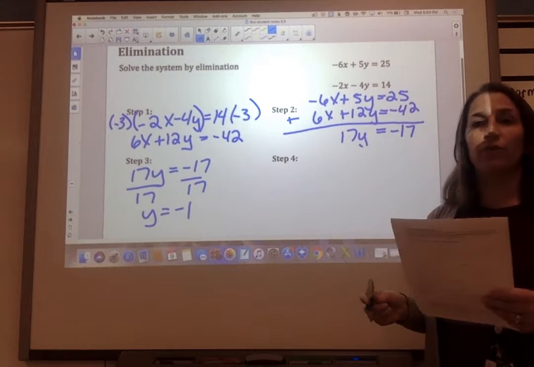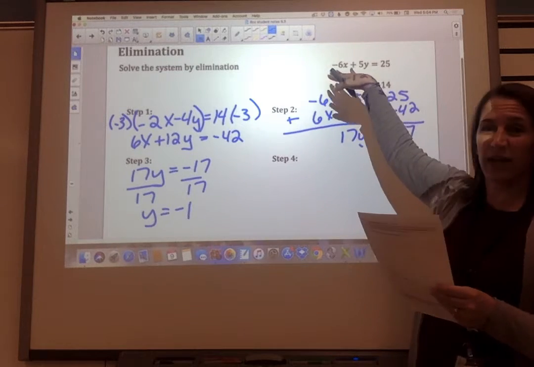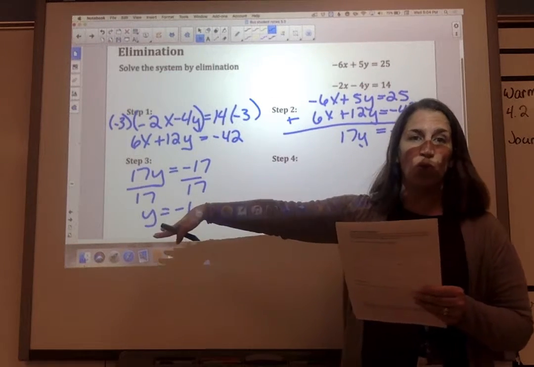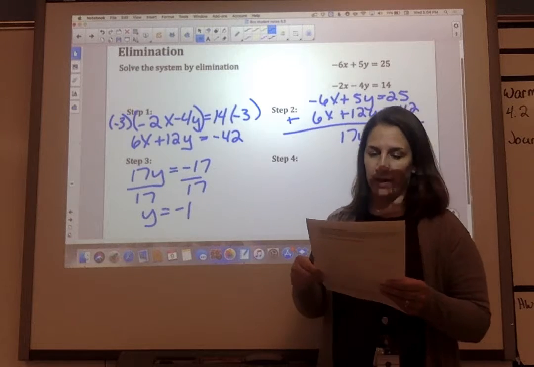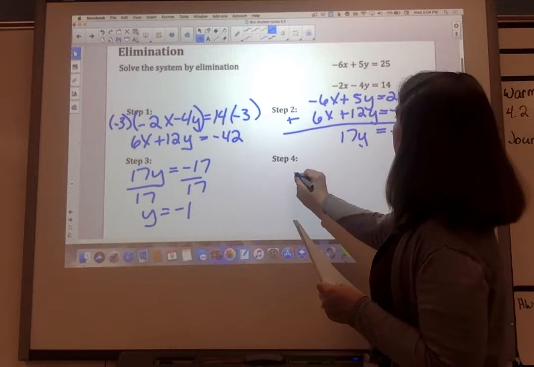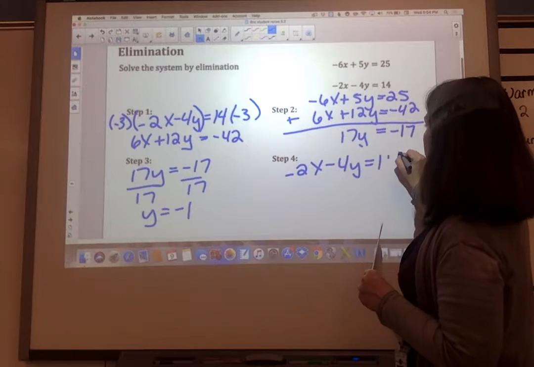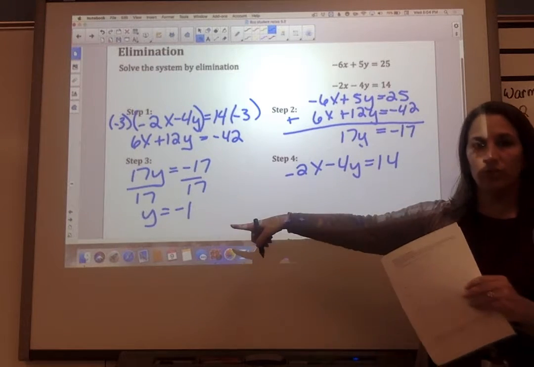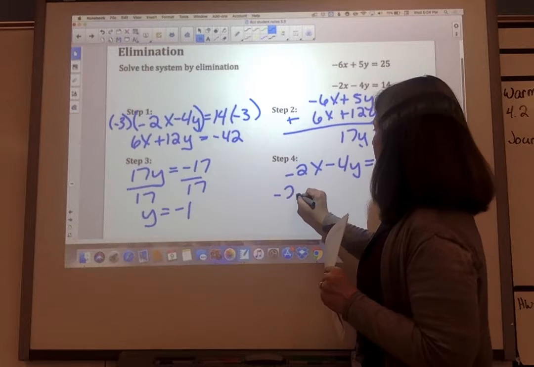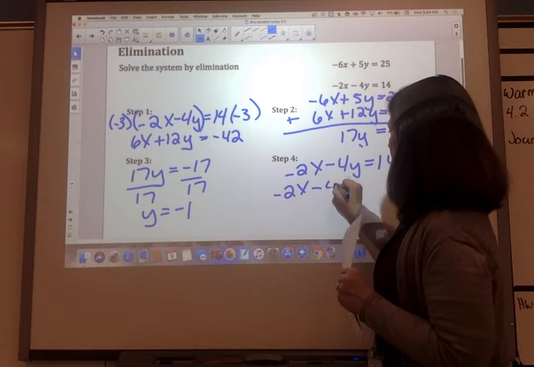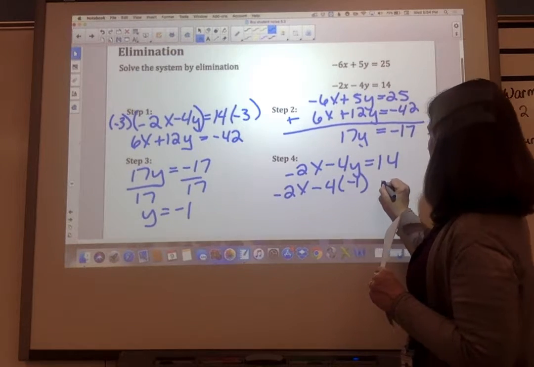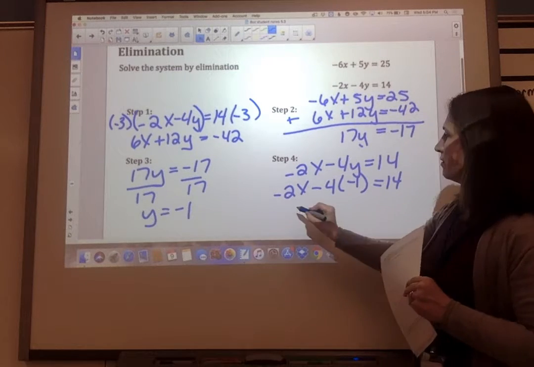Okay, now my fourth step is going to be to take one of my equations and substitute negative 1 in place of y. So let's go ahead and use this bottom one here. Negative 2x minus 4y equals 14. I'll substitute negative 1 for y. So negative 2x minus 4 times negative 1 equals 14.